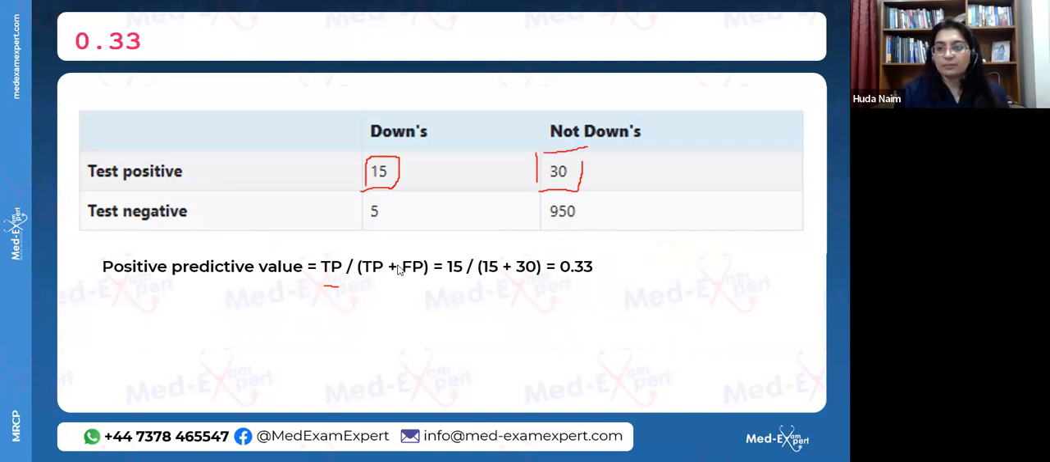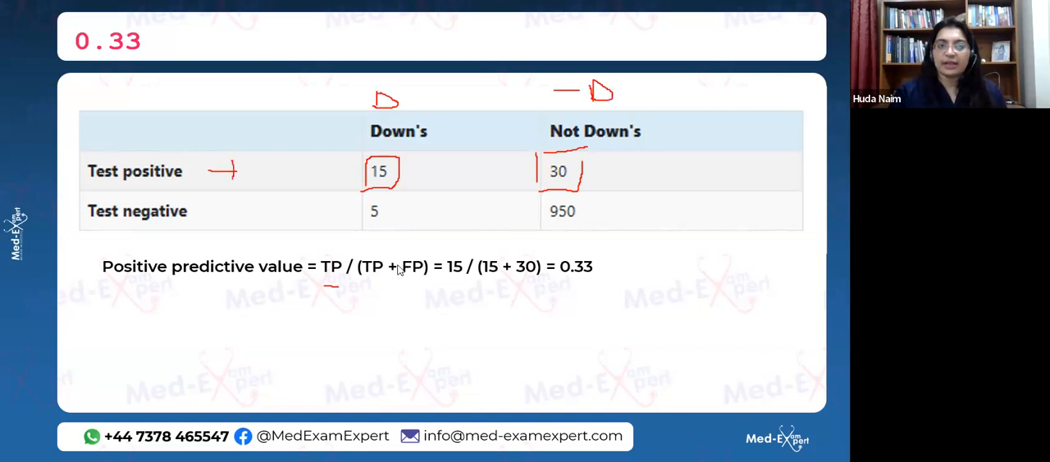Got the point, Dr. Anam? Just put in the values in the correct order. As soon as you get a set of information, make a table like this where you have the disease and no disease. This could be any disease, and this is no disease. Then this is test positive and this is test negative. Then just put in the correct values at the correct places and you'll easily get the answer.